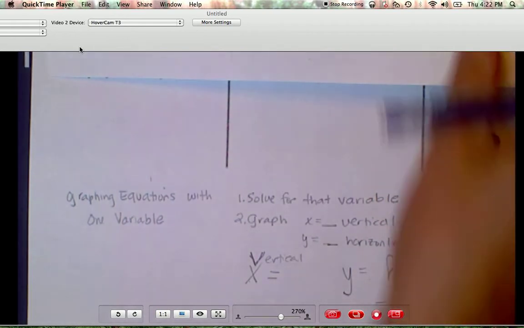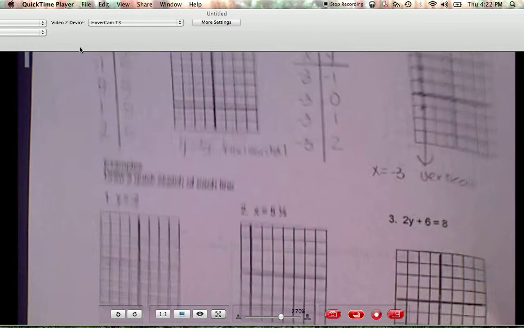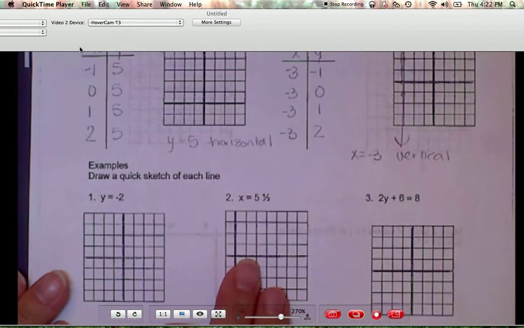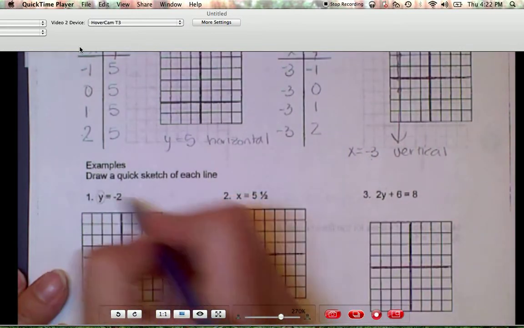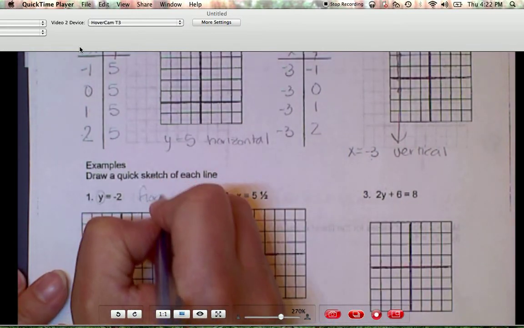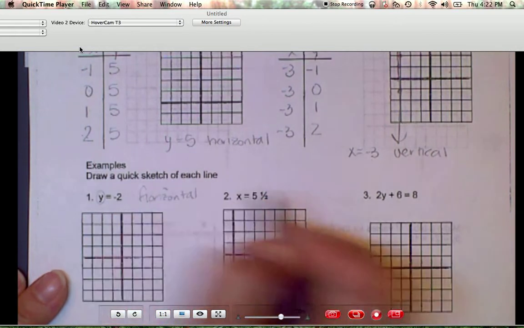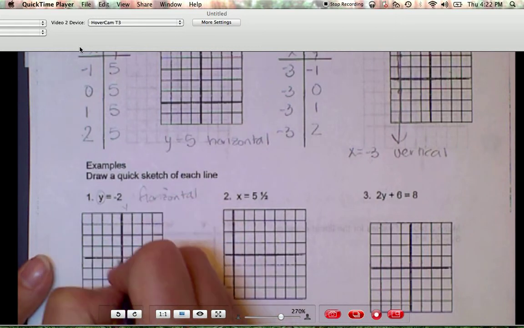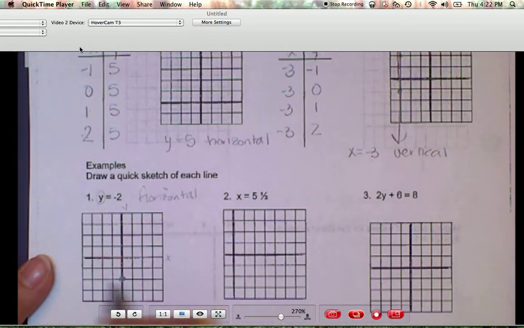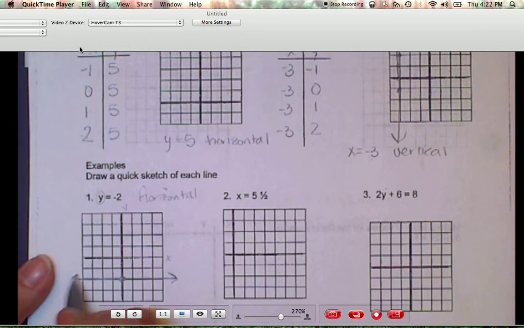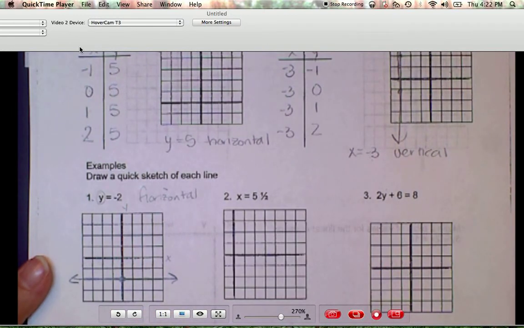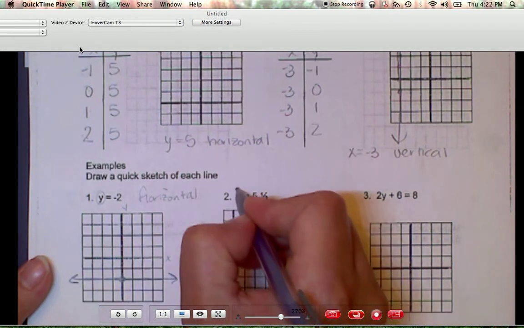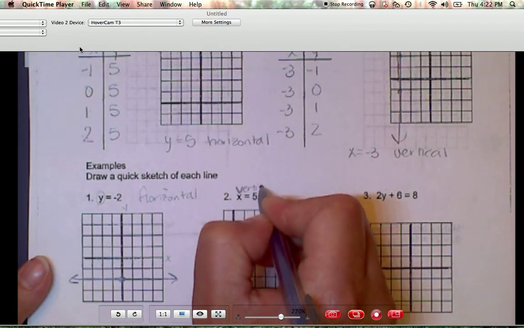So let's go back and take that quick route for these last three problems. Draw a quick sketch of each line. So y equals -2. Look at that y. Flip that y upside down, it tells you it's horizontal. So all you do is find where y equals -2. This is the x-axis, this is the y-axis. Find where y equals -2 and draw a horizontal line through it. Like that. Okay?